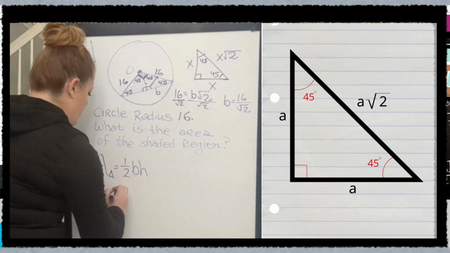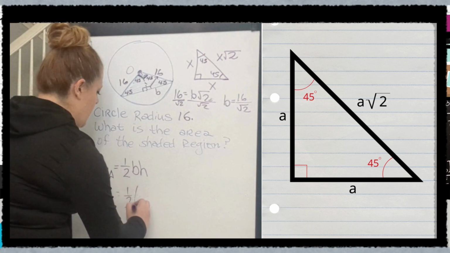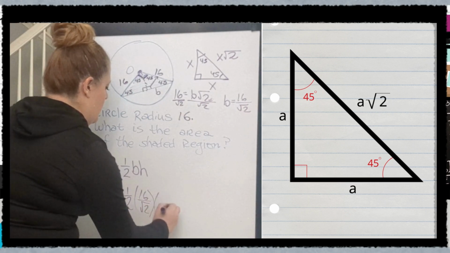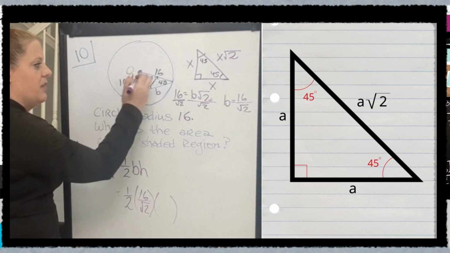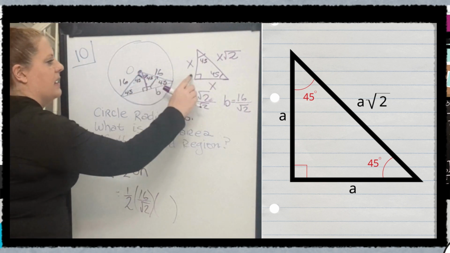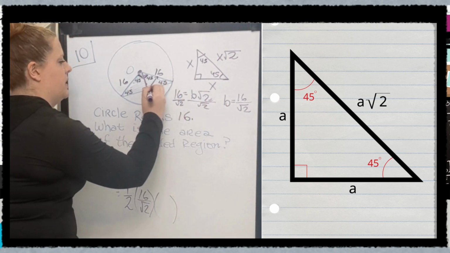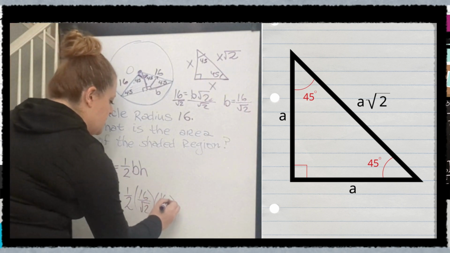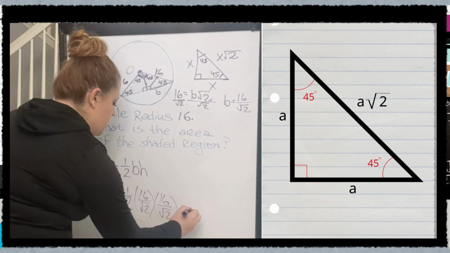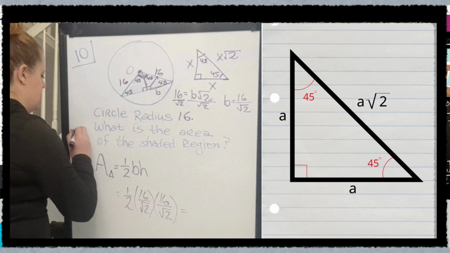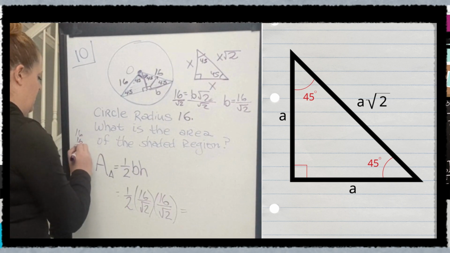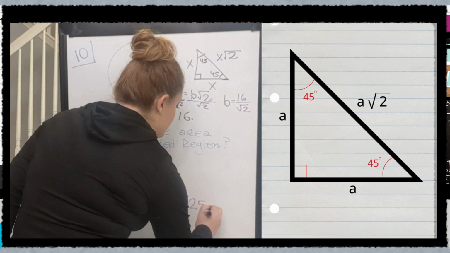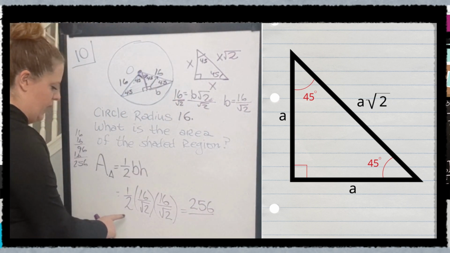Okay. So down here we have 1/2 base times height. The height is here. And again, our height and our base are going to be equal to the same thing. It's a 45, 45, 90. So 16 over square root of 2. Multiply straight across. 16 times 16. Sorry, I don't have it memorized. I probably should. It's 256. I think I knew that somewhere in the depths of my mind.